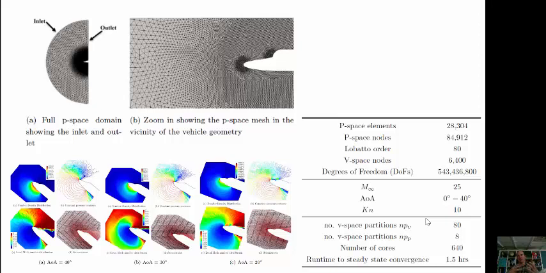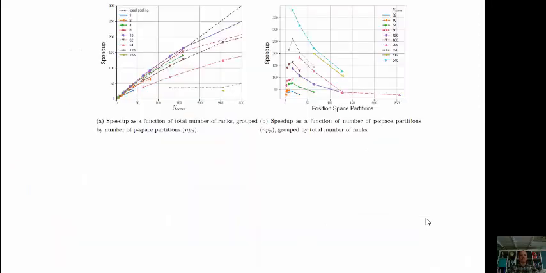So the physical conditions this was run at was Mach number 25, a range of angles of attack from 0 to high 40 degrees, and a Knudsen number, which defines the degree of rarefaction of the problem, of 10. And this baseline case that was run across 640 cores or 640 processes took an hour and a half to converge to a steady state solution.